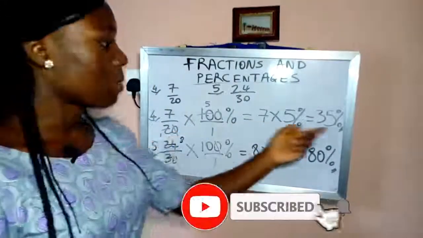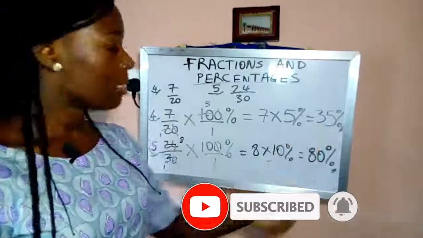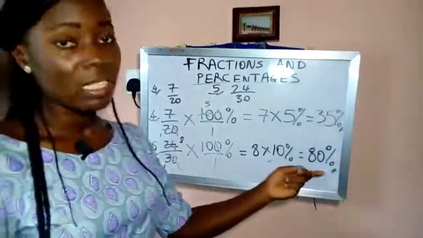So 7 over 20 is the same thing as 35% in percentages. 24 over 30 is the same thing as 80%.